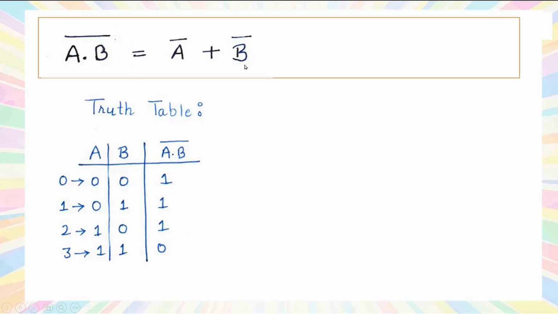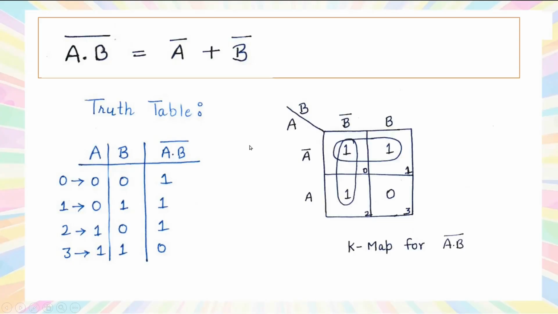Now to prove this expression, I will take the help of K-map. I will draw the K-map for (A dot B) bar. So for the value 0, we have a 1. For the value 1, we have value 1. For 2, we have value 1. And for 3, we will write 0 in the K-map.